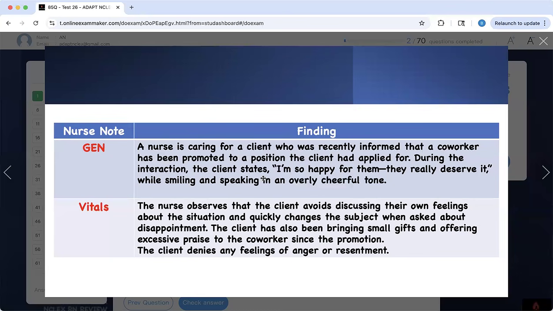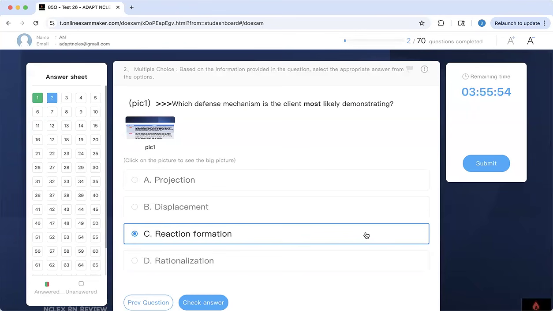An inner feeling is not being expressed. She's usually talking about it. All of a sudden, they ask her about disappointment, then she changes the subject. The client has also been bringing gifts and offering excessive praise to the co-worker, and denies any feeling of anger and resentment. This is reaction formation. The way the client feels is not being expressed.